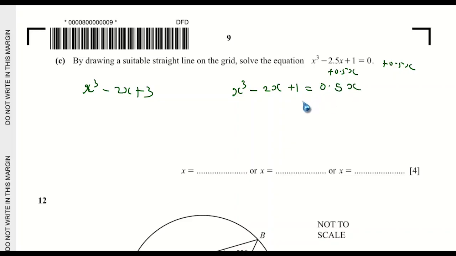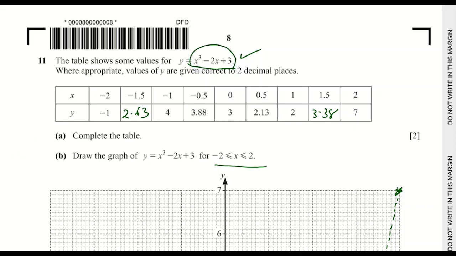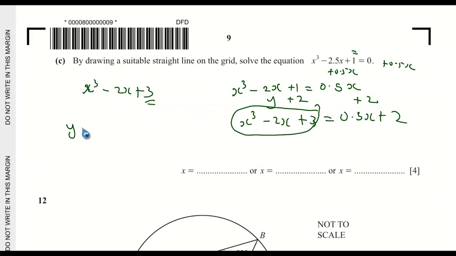The next thing we need to do is make this 1 to be 3. That means we need to add 2 to both sides. So this becomes x to the power of 3 minus 2x plus 3 equals 0.5x plus 2. You see that the whole of this equals y, from the beginning. So what we have now is y equals 0.5x plus 2. We need to draw this line.